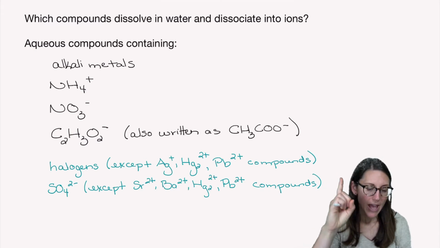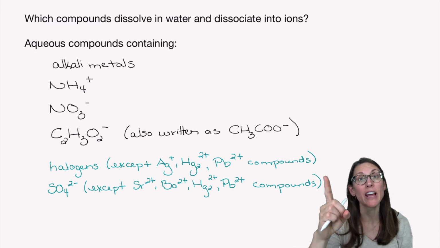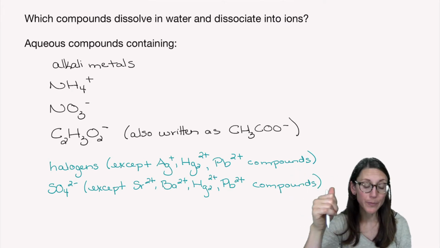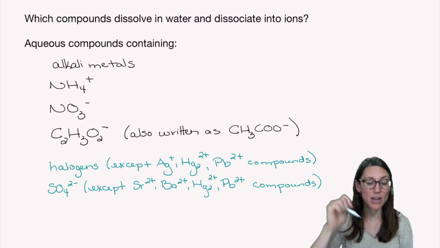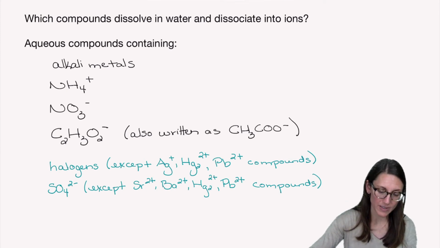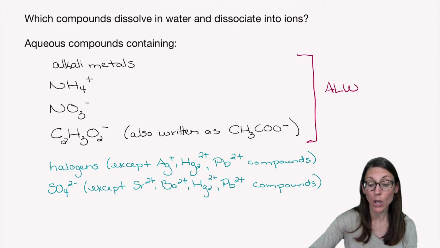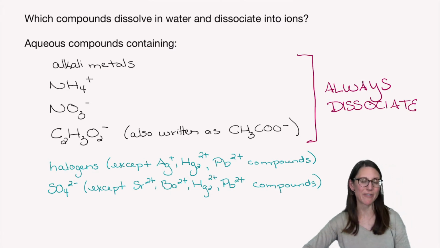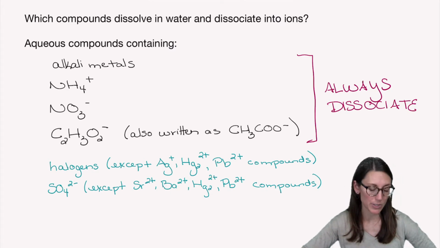Okay, folks. Aqueous compounds that contain alkali metals, so sodium, potassium, lithium, group 1, ammonium, nitrate and acetate, those will always be strong electrolytes. These guys are always going to dissociate. You need to have these memorized. There's a couple of things you'll see that are handy to know, but you don't necessarily have to have them memorized because there are a few exceptions.